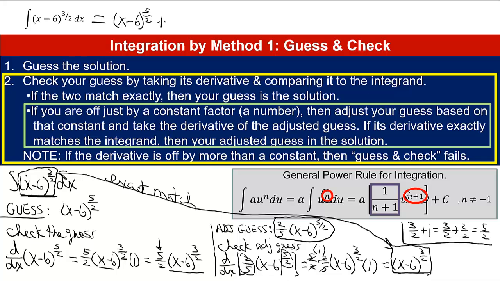And don't forget, as always, you still have to put a plus c, because thinking backwards, the derivative of any number is 0, so there could be any constant added onto the end. And there is the answer by guess and check.